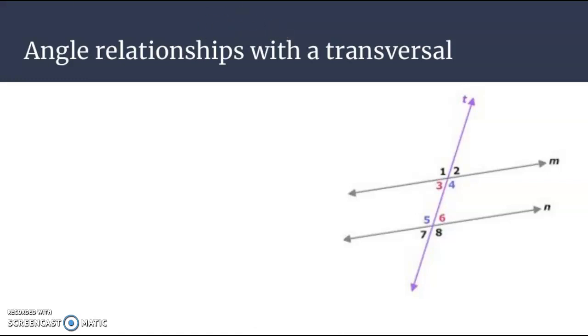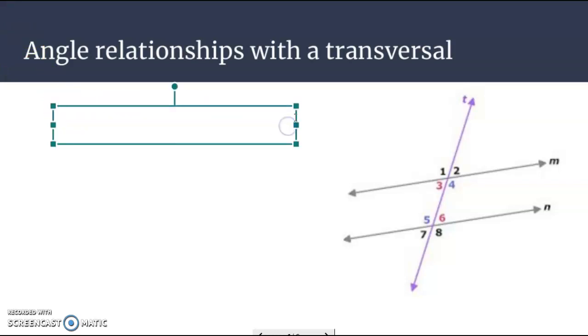It's important to note in this image we have two parallel lines, M and N, and they're cut by transversal T. And that gives us the different groups of angles here. They're labeled here 1, 2, 3, 4, 5, 6, 7, 8. And the first type of angle we're going to talk about is corresponding angles.